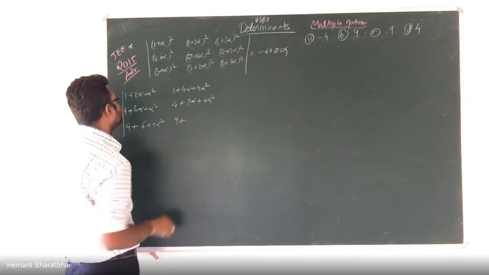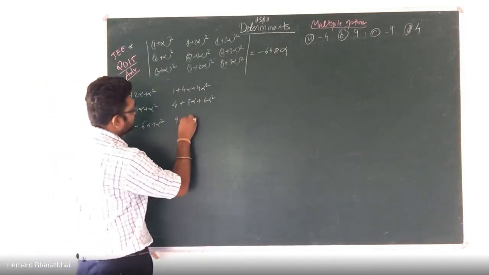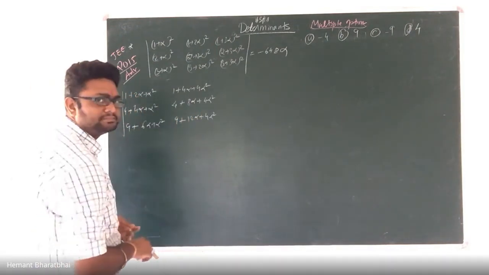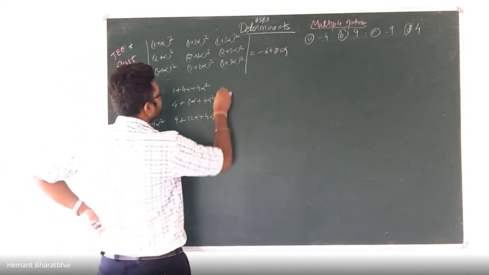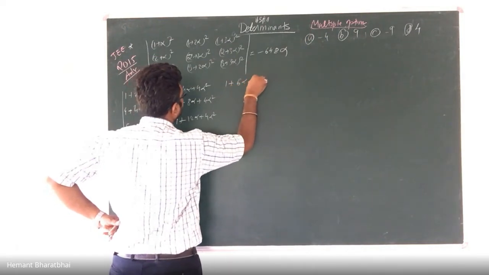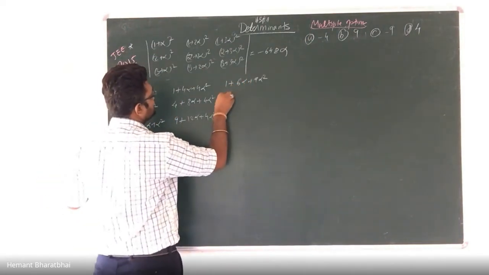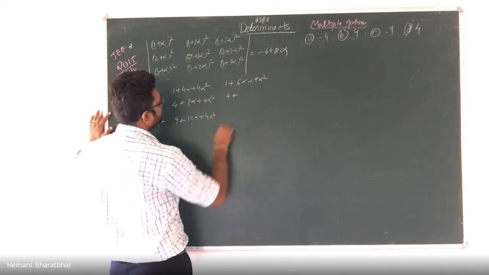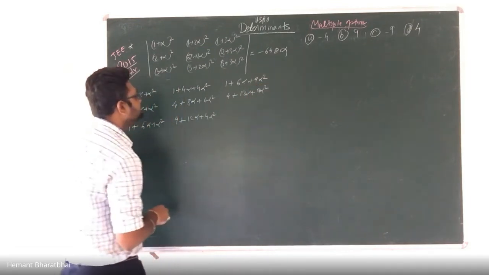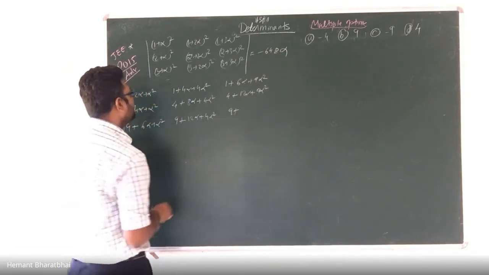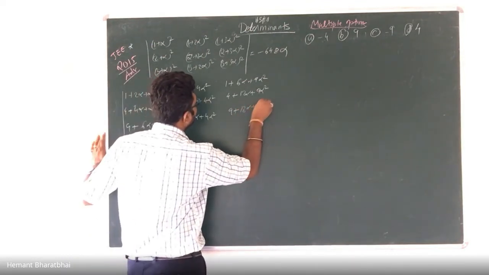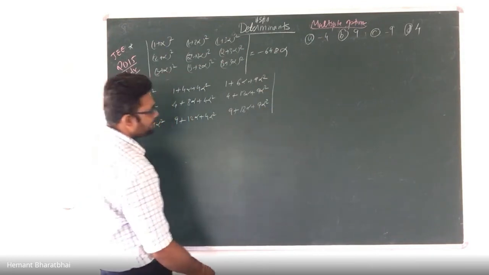Then 9 plus 3 into 2, 6 into 2, 12 alpha plus 4 alpha square. Then this will be 1 plus 2 into 3, so that is 6 alpha plus 9 alpha square. This is 4 plus 2 into 3, 6 into 2, 12 alpha plus 9 alpha square. Then 9 plus 3 into 3, 9 into 2, 18 alpha plus 9 alpha square.